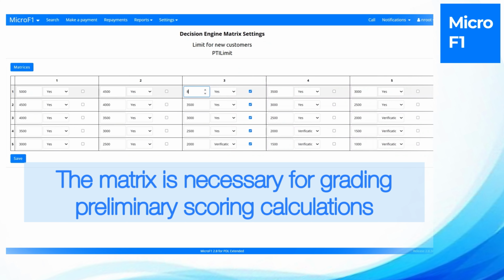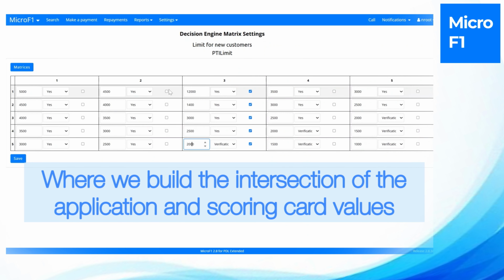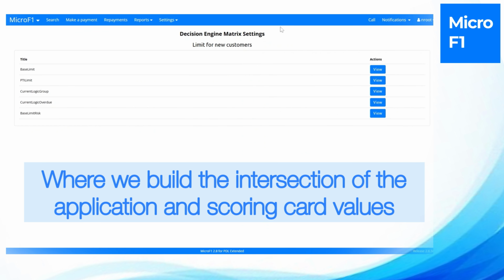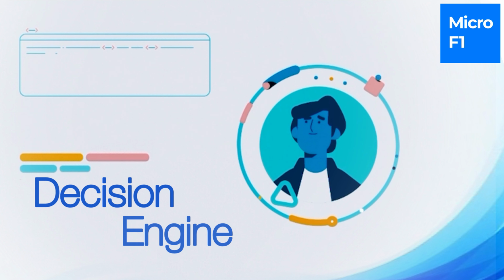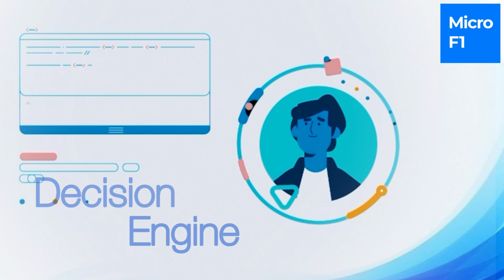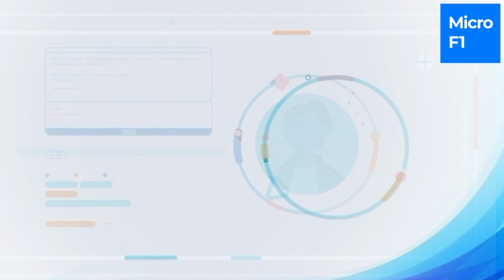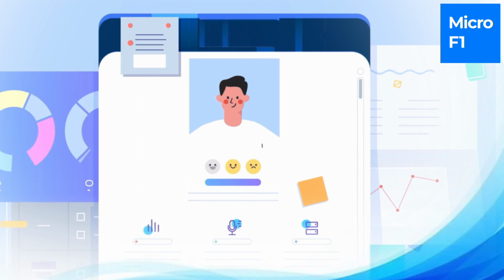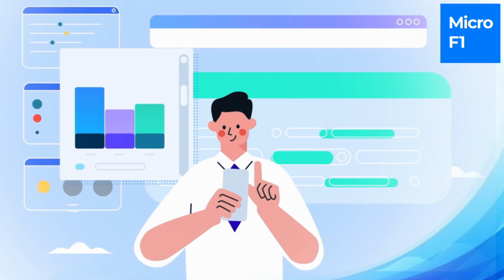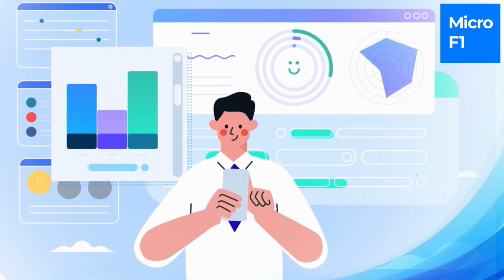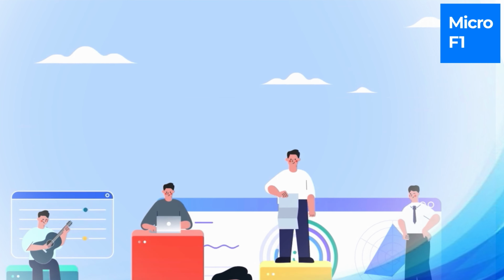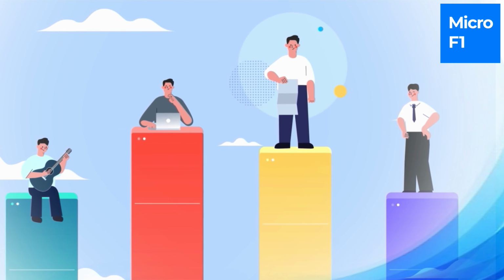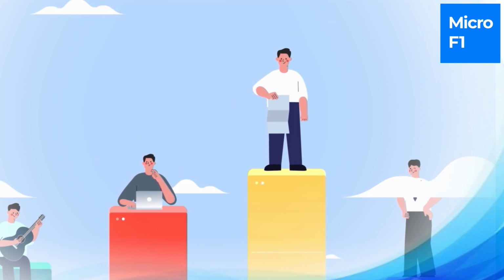The matrix is necessary for grading preliminary scoring calculations, where we build the intersection of the application and scoring card values. In addition to the integral score, the main result of the decision engine is that the system offers the borrower an individualized amount for each client. That is, if the client is reliable and previous loans have been repaid, the decision engine will offer a larger loan amount than the one requested by the client when applying. This mechanism has been proven to bring revenue to your lending business.